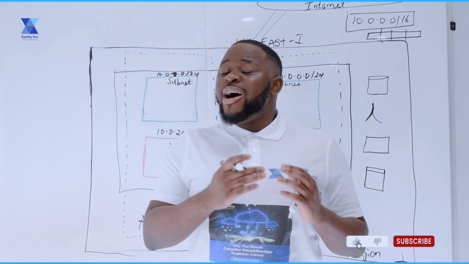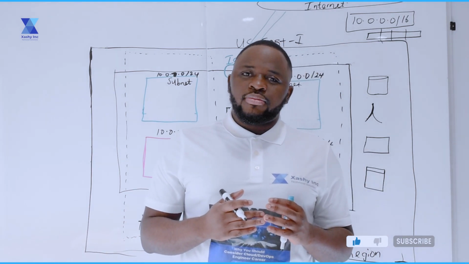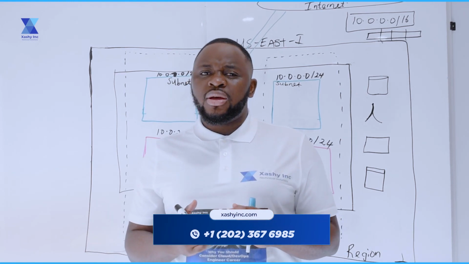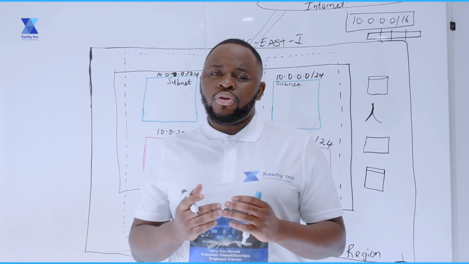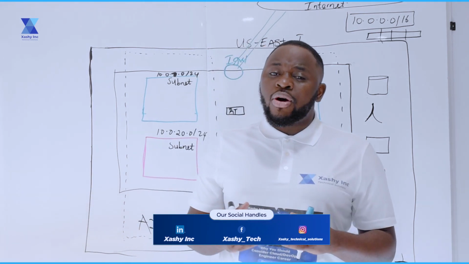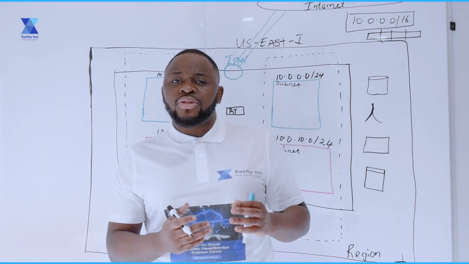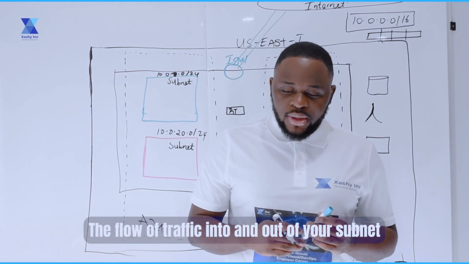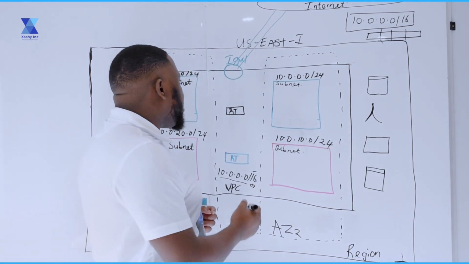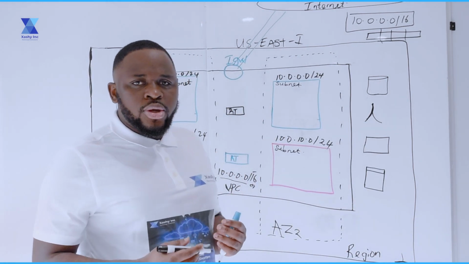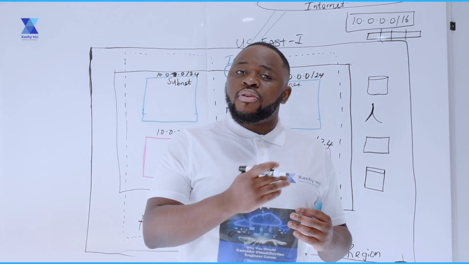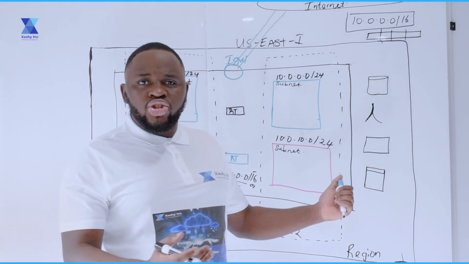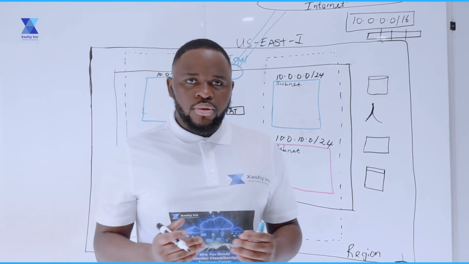Now, a route table is very important because a route table simply defines how traffic gets into and out of your subnet. A route table contains a set of routes, and this set of routes just simply shows the flow of traffic into and out of your subnet. When you create a subnet, you must associate a route table to it. If you do not associate a route table to your subnets, it definitely means that there is not going to be any traffic flow into and out of your subnet.